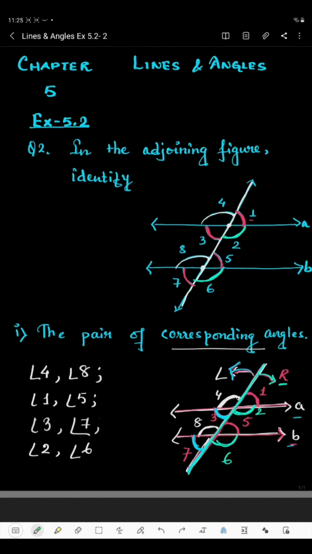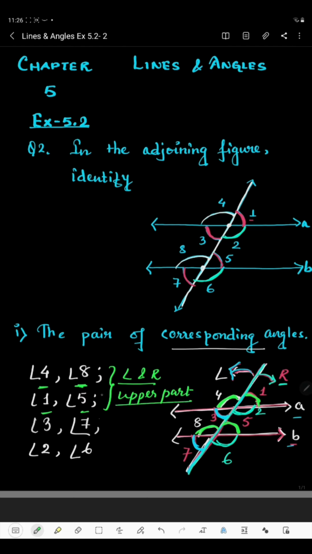The first 2 pairs of corresponding angles are on the left side and right hand side. This is angle 4 and angle 8, which is on the left hand side of the transversal but the upper part of the parallel lines, and angle 1 and angle 5, which is on the upper part of the parallel lines but on the right hand side. So these first two pairs of angles are on the left hand side and the right hand side, but the upper part.